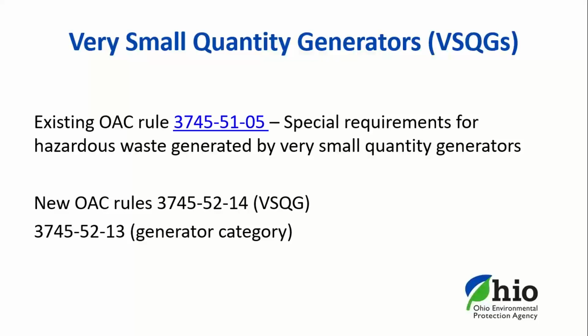The VSQG rule is going to be moving locations to 37, 45, 52, 14, and there's going to be a new rule, 5213, that outlines all of the things that generators need to consider when determining their category. And that table that I showed 2 slides back is going to be located in that rule.